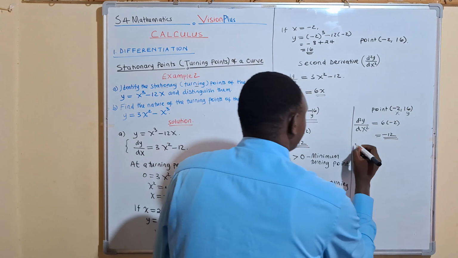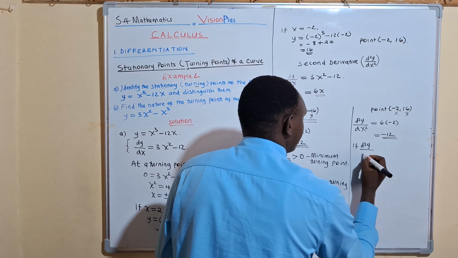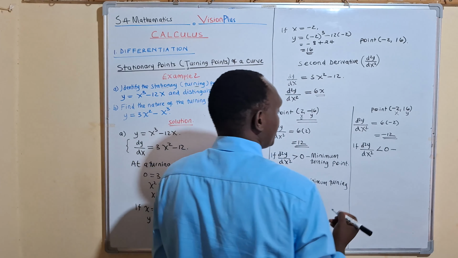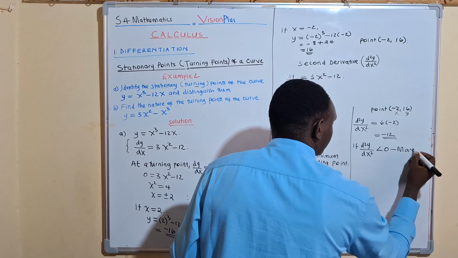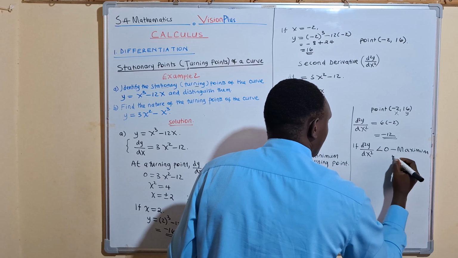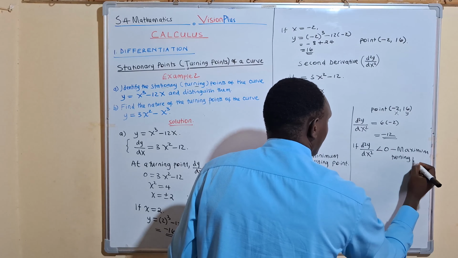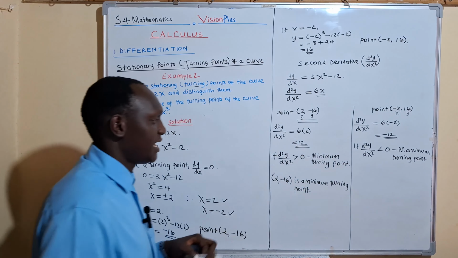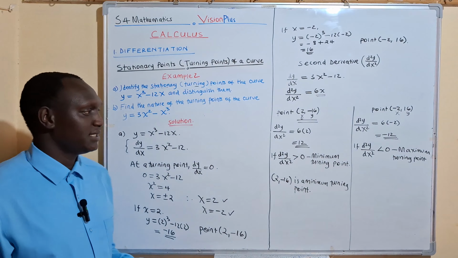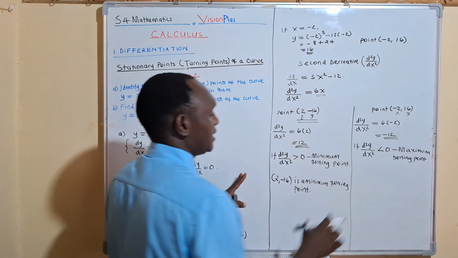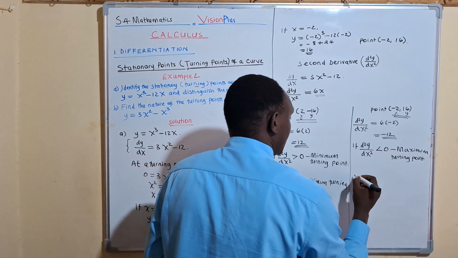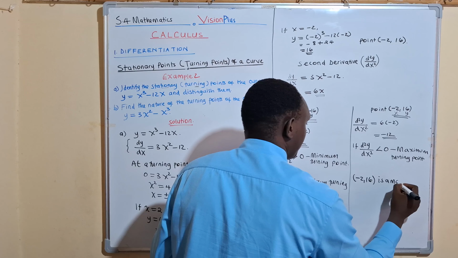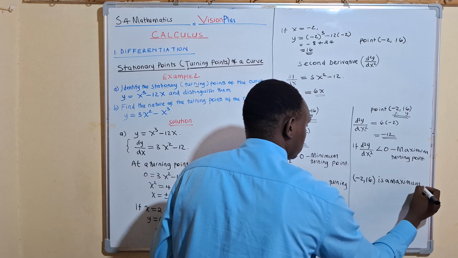And we say that if the second derivative, d squared y dx squared, is less than 0, what did we say? It means that it is the maximum turning point. If the second derivative after substituting for x is less than 0, it means it is the maximum turning point. Therefore, this point here, negative 2 and 16, is a maximum turning point.